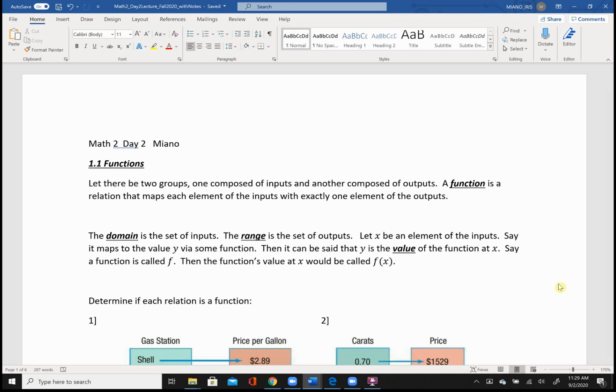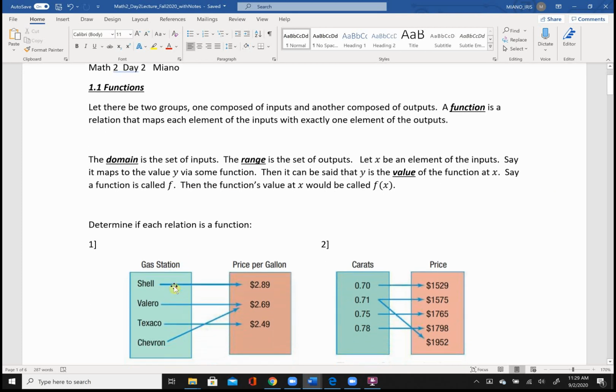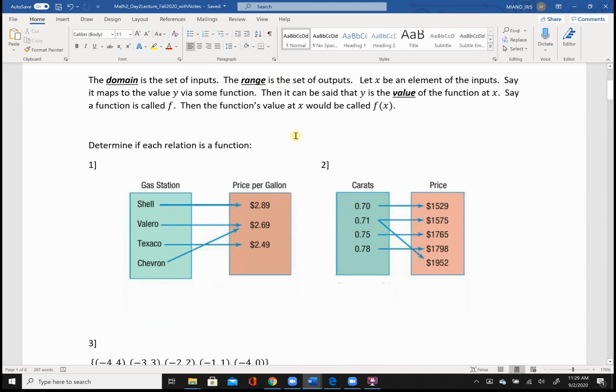And here we are. We're going to try and cover elements of 4 different sections today. I have them broken up into pieces, and the first section we're going to cover is on functions. So a function is a relation that maps each element of the inputs with exactly one element of the outputs. So there are two groups here to be considered, the inputs and outputs, and they are formally known as the domain and the range as defined here.